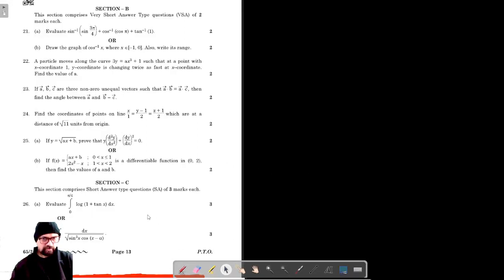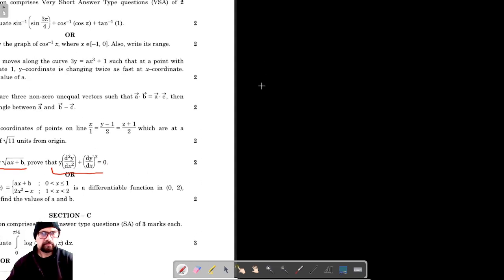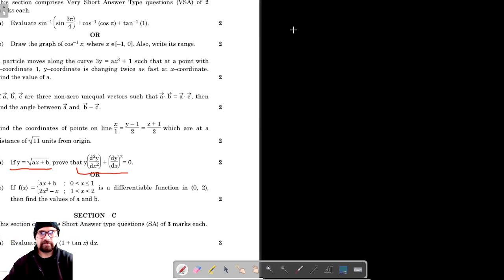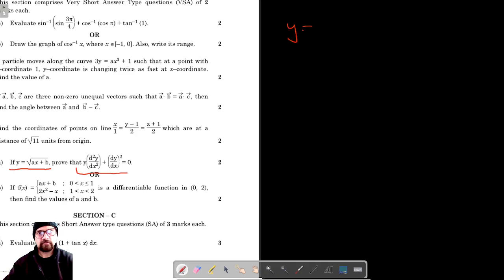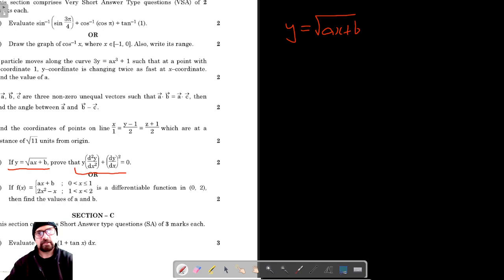Okay, we are on to question number 25. For the first part, the function is given as y is equal to under root ax plus b, and we have to prove that y into the second order derivative plus the square of the first order derivative is equal to 0. So let's write down our function first. The function is y is equal to under root ax plus b.